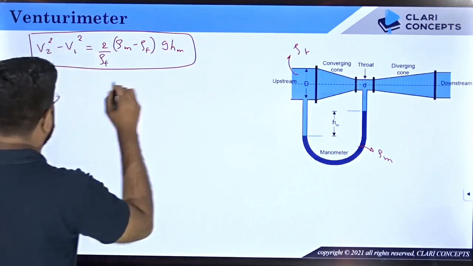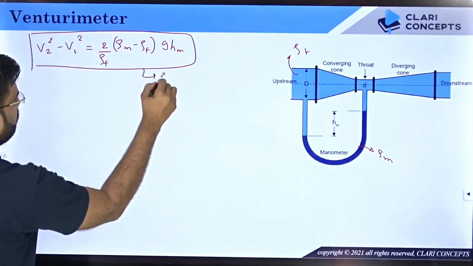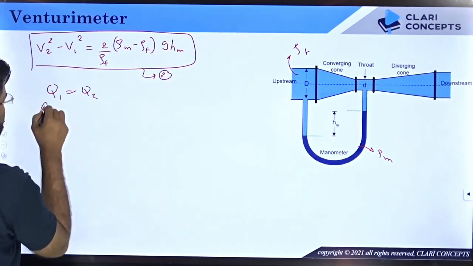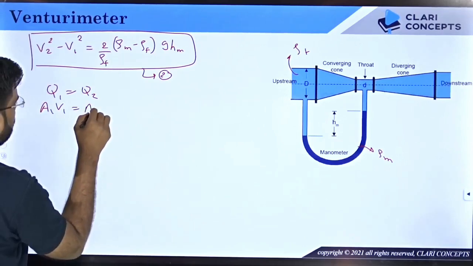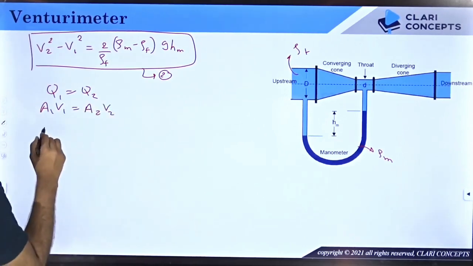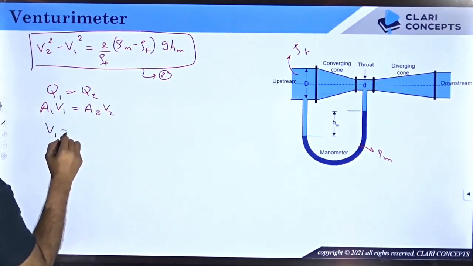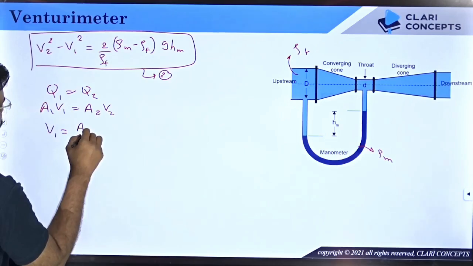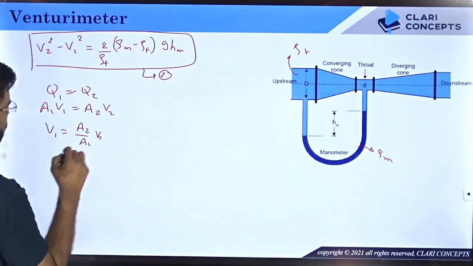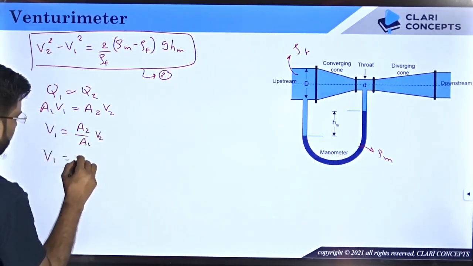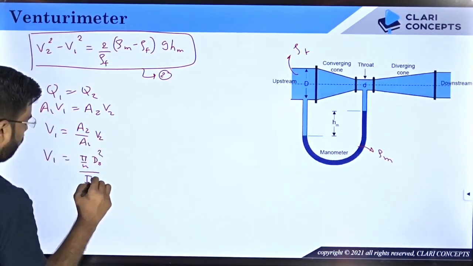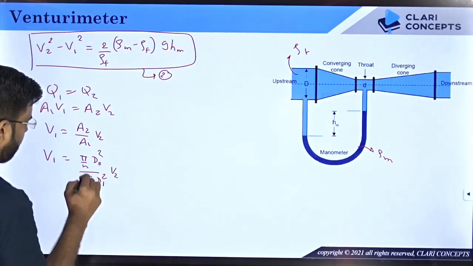The other equation is what? Let's say this is equation number 2. You know that Q1 is equals to Q2. That means A1 V1 is equals to A2 V2. That means let's say V1 is equals to A2 by A1 into V2. So V1 is equals to pi by 4 D2 square divided by pi by 4 D1 square into V2. This pi by 4 is cancelled.